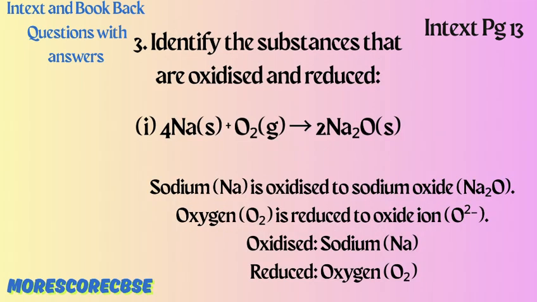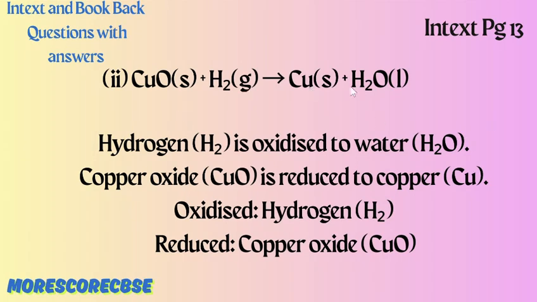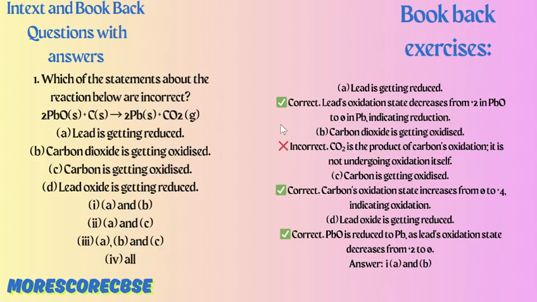Next, identify the substances that are oxidized and reduced. Here sodium becomes sodium oxide. Sodium gains oxygen and forms sodium oxide, so it is oxidized, and oxygen is reduced to the oxide ion. Next, copper oxide plus hydrogen giving copper plus water. Here hydrogen gains oxygen and forms the water molecule, so it is oxidized, and copper oxide is reduced to copper. Okay. Next, book back questions.